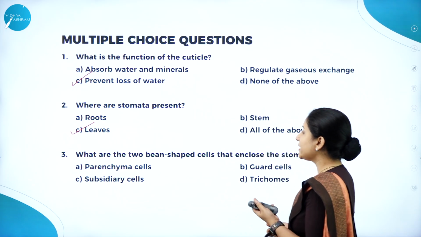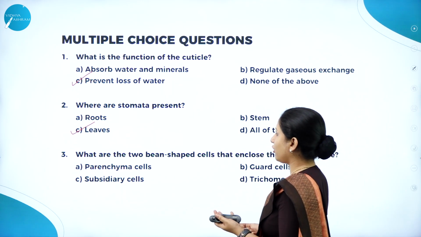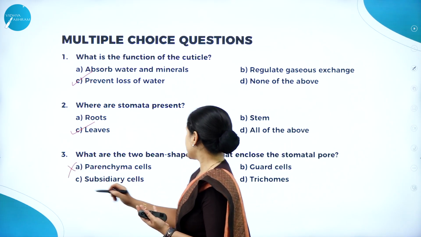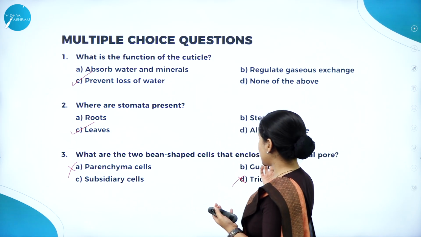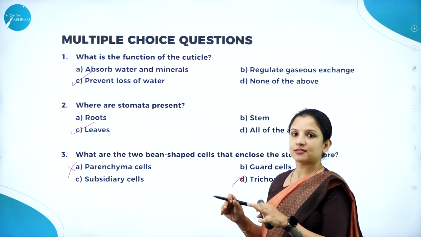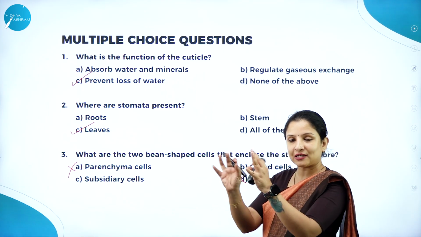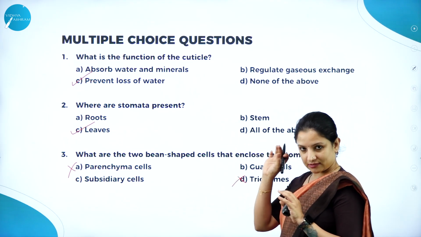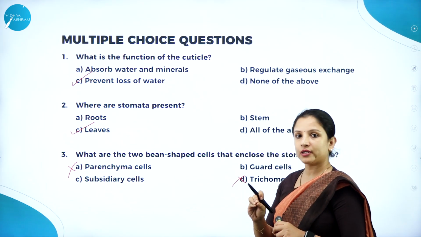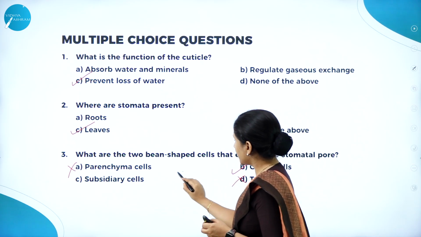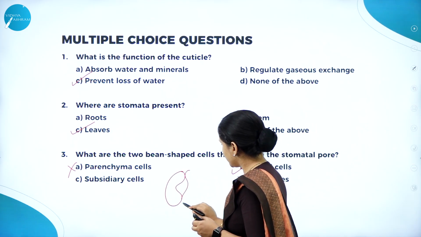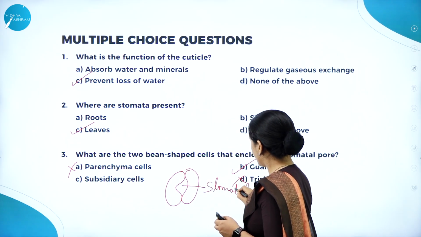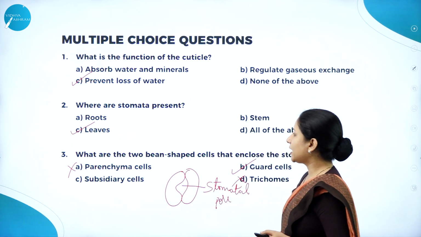Next question, what are the two bean-shaped cells that enclose the stomatal pore called? Are they called parenchyma cells, guard cells, subsidiary cells, trichomes? So we can eliminate parenchyma cells and trichomes. Now there is a confusion between guard cells and subsidiary cells. Subsidiary cells are those epidermal cells which surround the guard cell. So the two bean-shaped cells which have a stomatal pore in between them, we call the guard cells. So they are bean-shaped like this. We call it a guard cell, and this is the stomatal pore that is present. So therefore, the answer is guard cell.